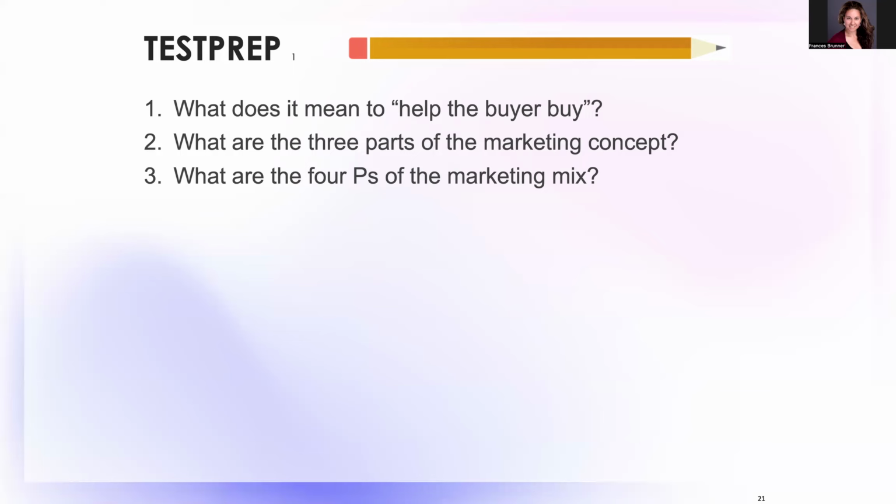What are the three parts of the marketing concept? There's customer orientation, service orientation, and profit orientation. And what are the traditional four P's of the marketing mix? We have product, price, place, and promotion.